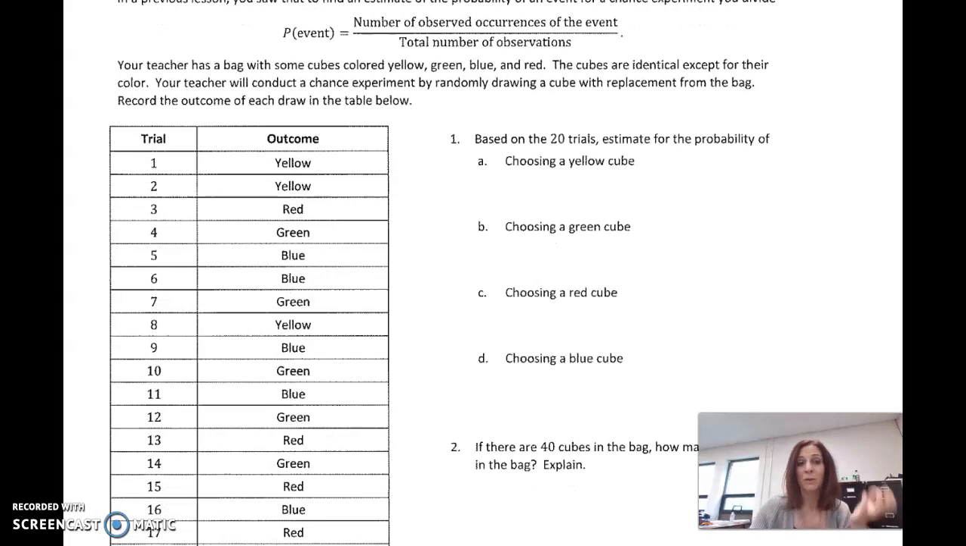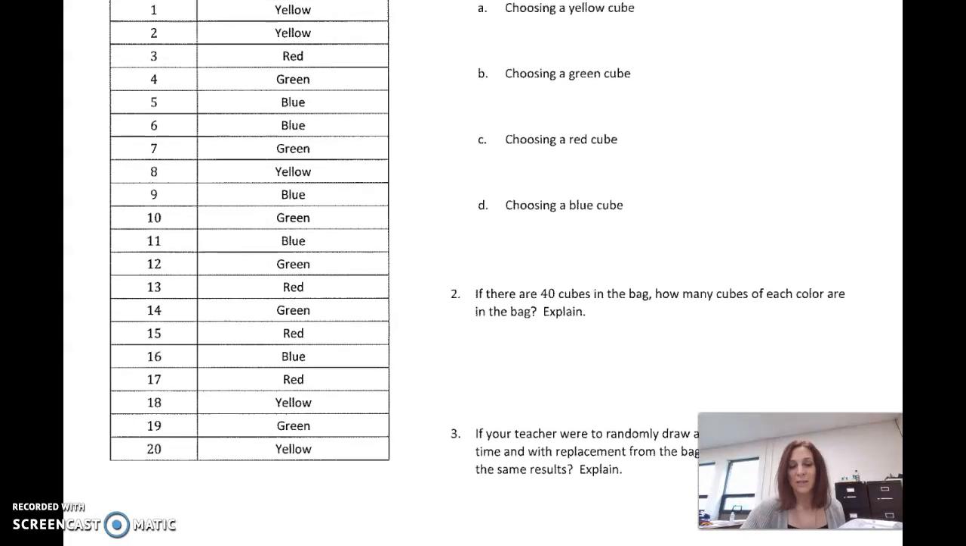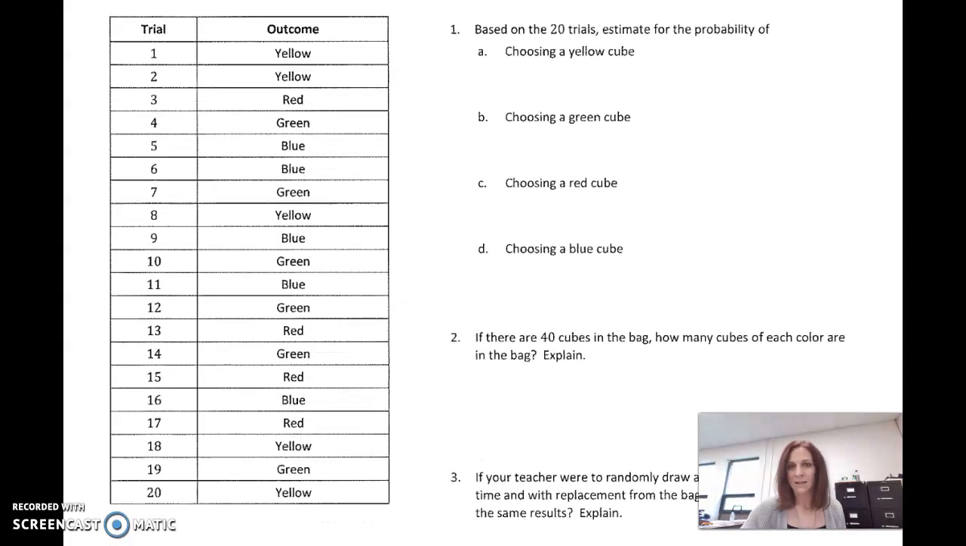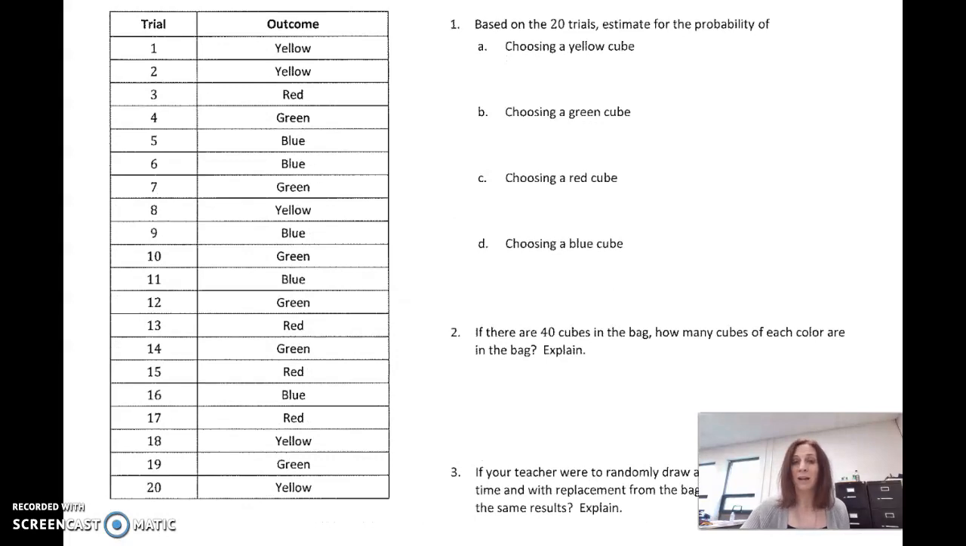Okay, so here's what happened. Reached into the bag, pulled out a yellow. Put it back in, shook them up, reached into the bag, pulled out a yellow. Put it back in, shook it up, reached in the bag, pulled out a red. Okay? So it says, based on the 20 trials, if you scroll down and look at your notes, you can see that we did this 20 times. And estimate the probability of choosing a yellow.